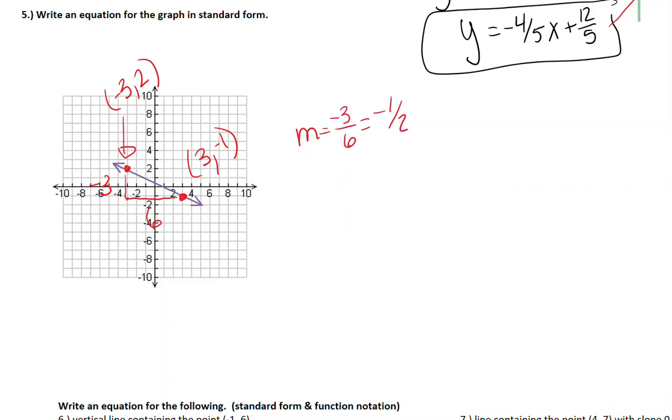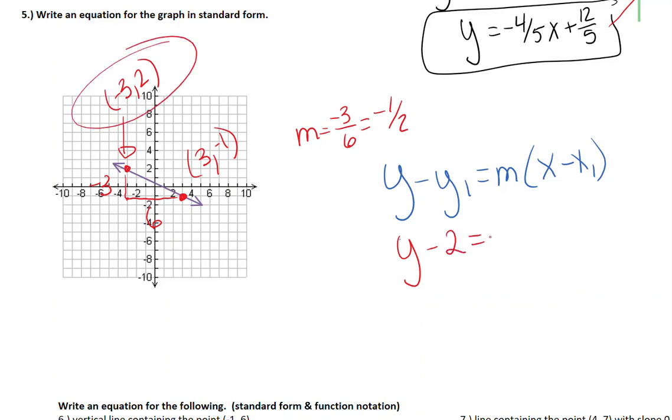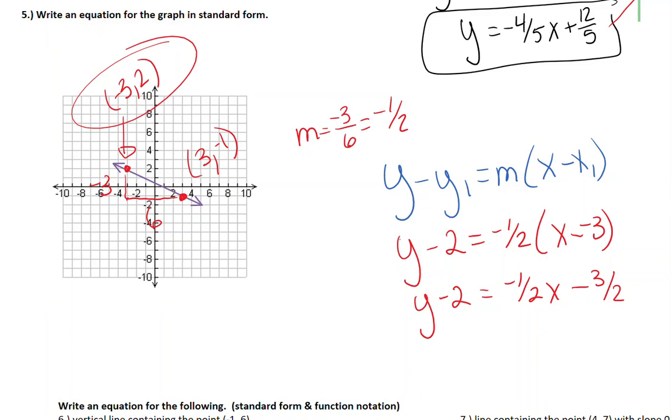And again, I'm going to use point-slope form. y minus y1 equals m times the quantity x minus x1. And I'm going to plug in. y minus, I'll use this point, 2 equals -1/2 times the quantity x minus a negative. So careful with those negatives, it's going to be a positive. So we're going to get y minus 2 equals -1/2 x minus 3/2. Again, because this one changed to a positive.